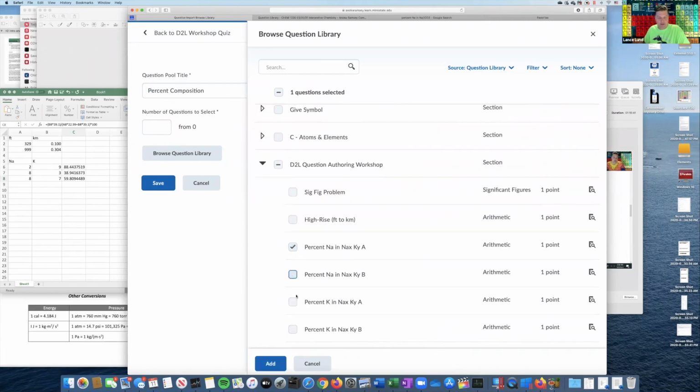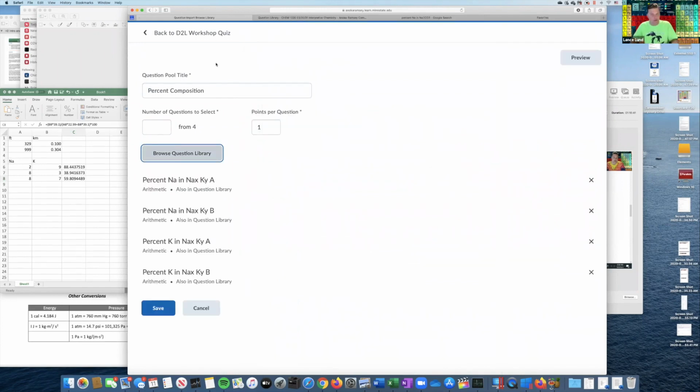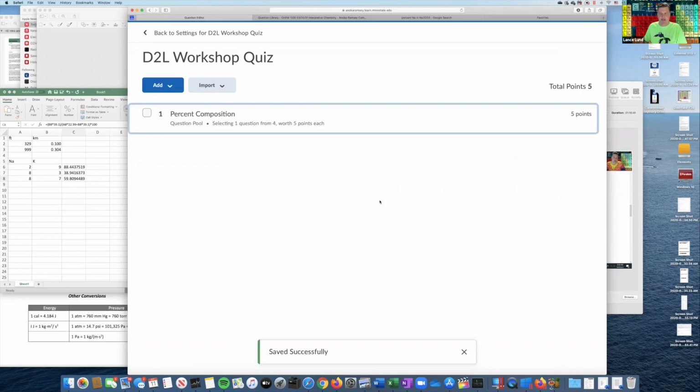And we want to use these 4 questions. We want to select one of these. So we're going to add this to our pool, and we want to select one of those 4 questions. And then this is where you decide how many points that question is going to be. If this is on an exam for me, I usually have a question like this worth 5 or 6 points in a 100-point exam. And we'll click on save. And there's your question in the question pool.